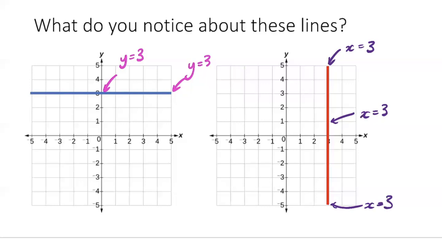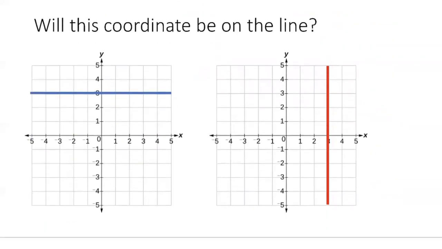Okay, so now let's have another look at the next thing. Now I'm going to give you a coordinate. I want you to try and work out whether you think that coordinate will feature on either the blue line or the red line. So the blue one I want to check is, will the coordinate (2, 5) be on that line? And for the red one, I want to check whether the coordinate (2, 2) will be on that line. Pause the video and have a look.